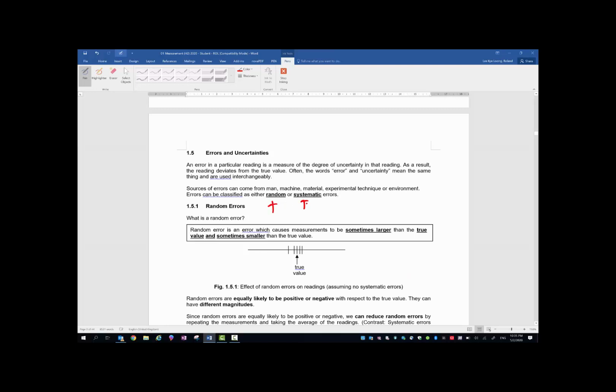Now, this is very important. They ask this every other year. You need to know what is a random error. You need to know what is a systematic error. That's very important.